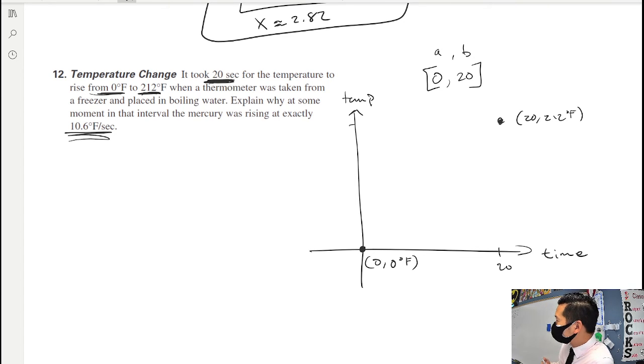Look at that number that they give to you. It's 10.6 Fahrenheit per what? Per second. Is that what I heard from you, Jasmine? Well, in this case, it'll help us out because remember, mean value theorem, we're looking at usually the slope.